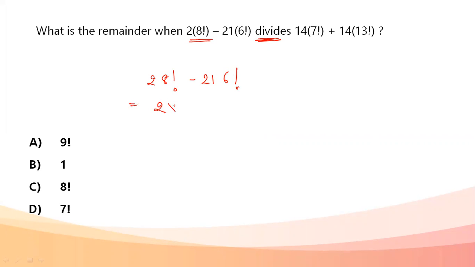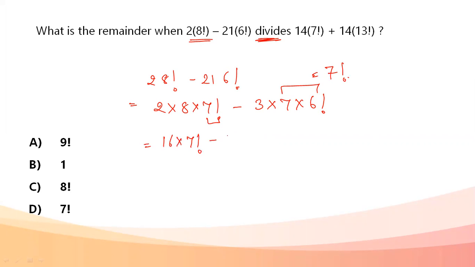So 2 into 8 factorial, I'm going to write as 2 into 8 into 7 factorial. 21, I'm going to write as 3 into 7 into 6 factorial. 7 into 6 factorial is 7 factorial. So this becomes 16 into 7 factorial minus 3 into 7 factorial.